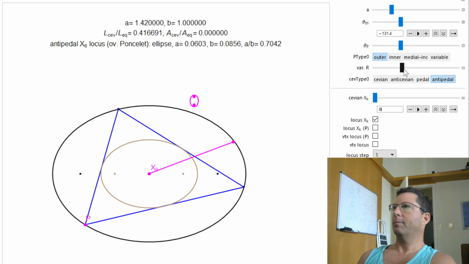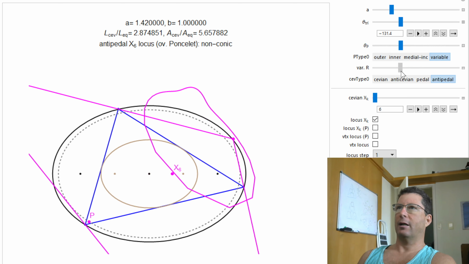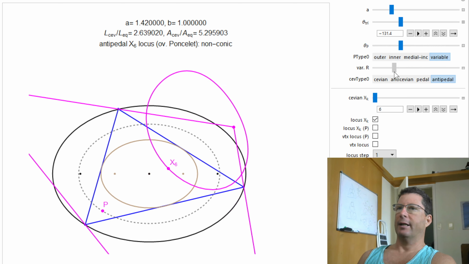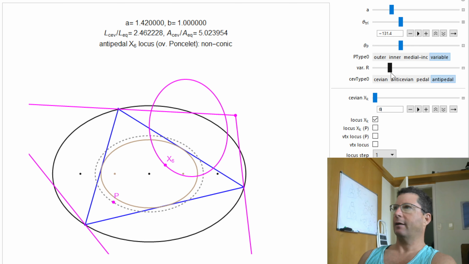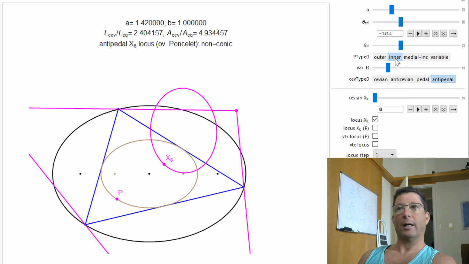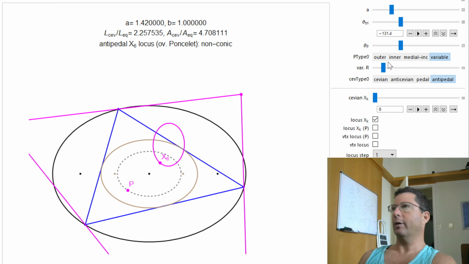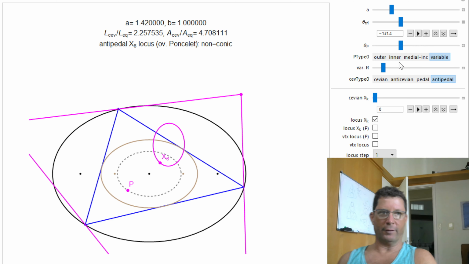Okay. If I keep moving P inwards, I'm no longer a conic. And then if I hit the inner guy, I don't get a conic. That's interesting. And if I keep going in, not a conic either. Okay, so x6 is only showing a few phenomena here.